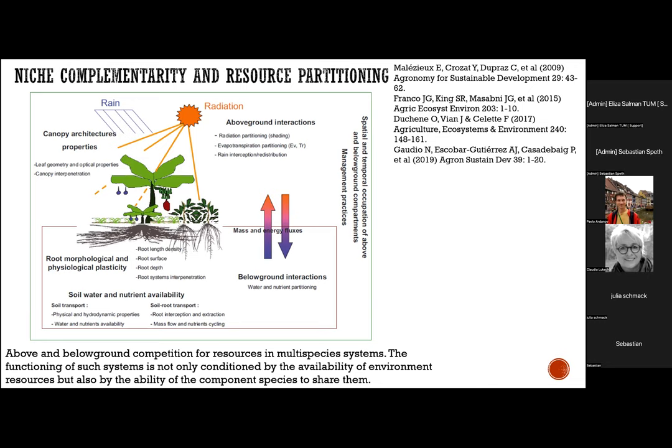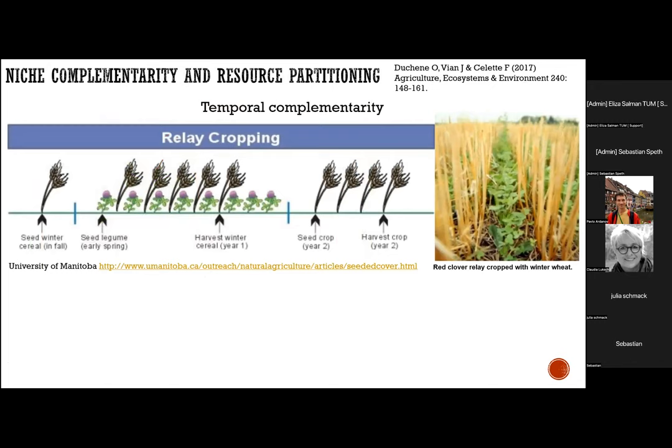for young legumes that do not have the nodules yet for nitrogen fixation, there is a competition with cereal for nitrogen. But later, of course, legume develops the capacity to fix nitrogen. And this is actually a very good example of this complementarity in the system called relay cropping.